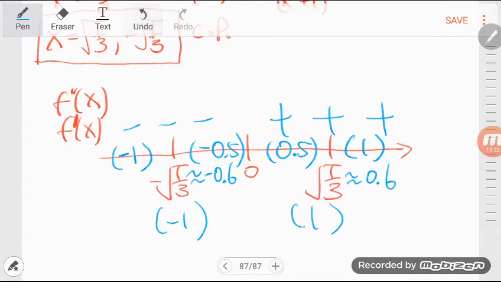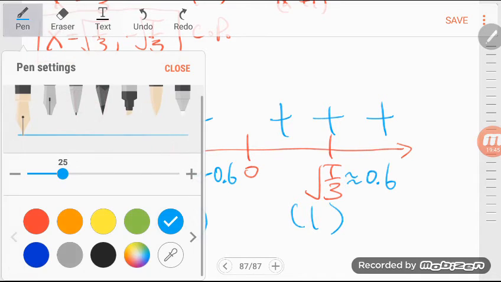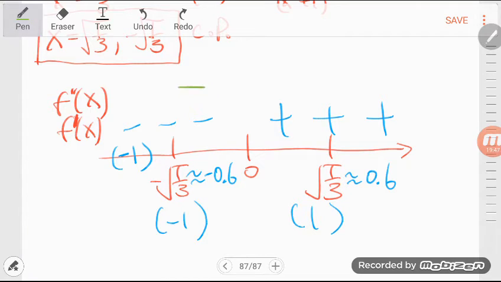Actually, I made a mistake here. There is no need to test the negative 0.5 and the positive 0.5, because for my second derivative, I have these sections. So I can test with negative 1, that's okay. I can test with 1, and that's okay.